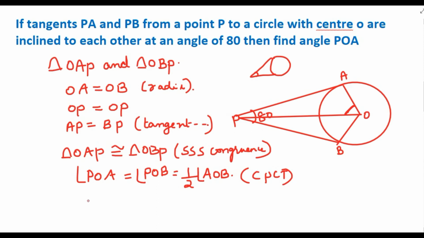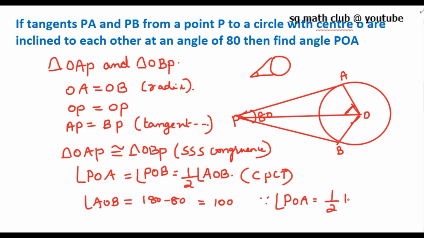And we know that angle AOB is equal to 180 minus 80, because the angle between the tangents and the angle between the radii at the center are supplementary. So 180 minus 80 is 100. Therefore, I can write angle POA is half of 100, which is equal to 50 degrees. So angle POA is 50 degrees.